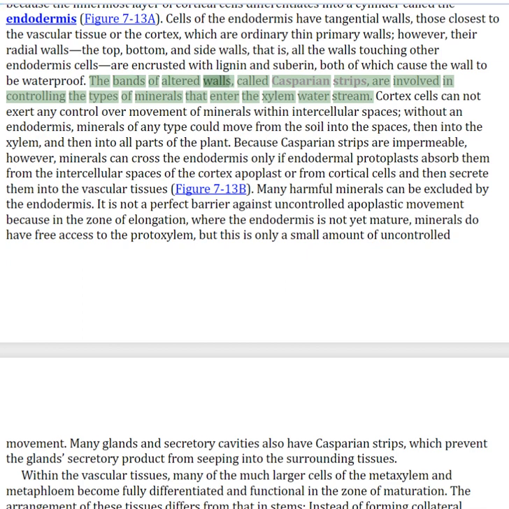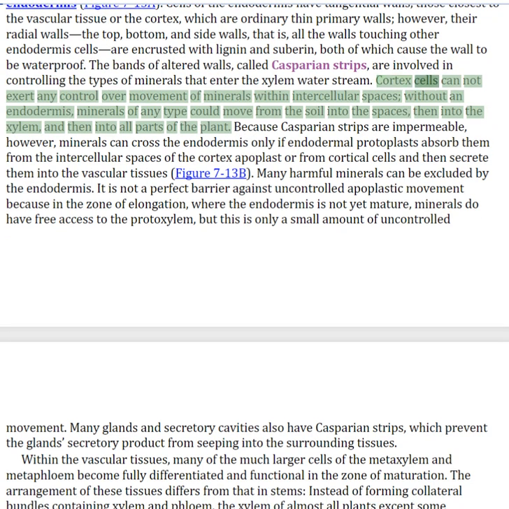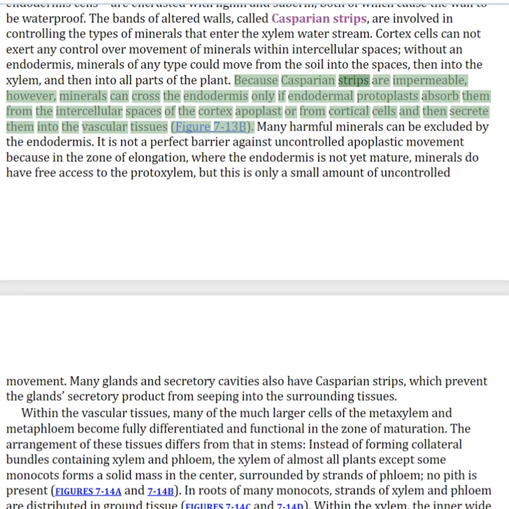The bands of altered walls, called Casparian strips, are involved in controlling the types of minerals that enter the xylem water stream. Cortex cells cannot exert any control over movement of minerals within intercellular spaces. Without an endodermis, minerals of any type could move from the soil into the spaces, then into the xylem, and then into all parts of the plant. Because Casparian strips are impermeable, however, minerals can cross the endodermis only if endodermal protoplasts absorb them from the intercellular spaces of the cortex apoplast or from cortical cells and then secrete them into the vascular tissues.